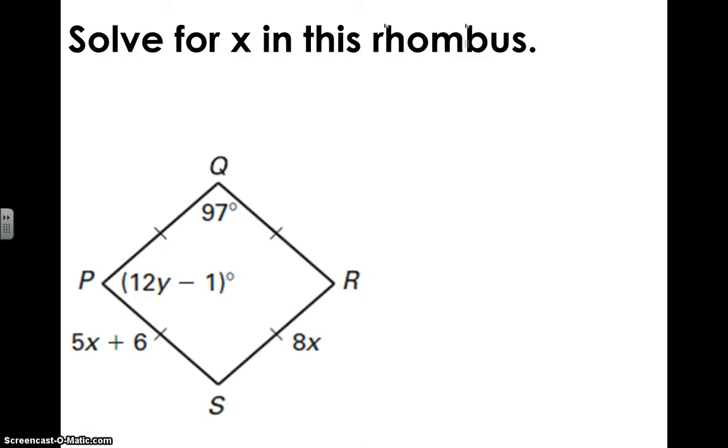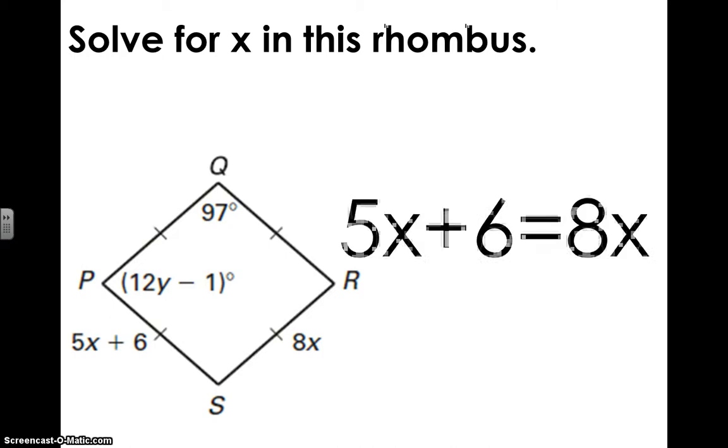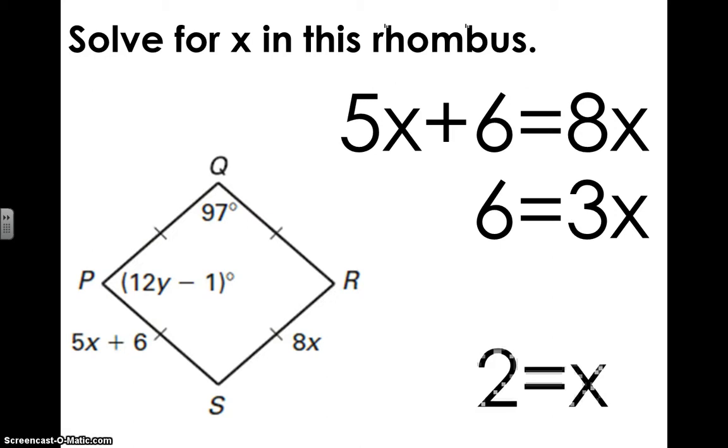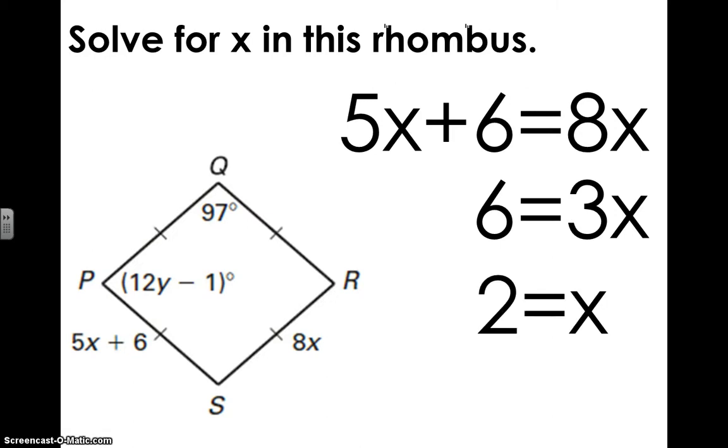Now if we look at this example and we're trying to solve for x again, we see that I have 5x plus 6 and I have 8x. And I notice that they're both parts of the measurement of the side lengths, and they both have one tick mark, meaning that those two lines are congruent. So I can set my equation up as 5x plus 6 is equal to 8x. Now, to solve that, I would first subtract 5x from both sides, so I have 6 equals 3x, and then I would divide both sides by 3 and have that 2 is equal to x.